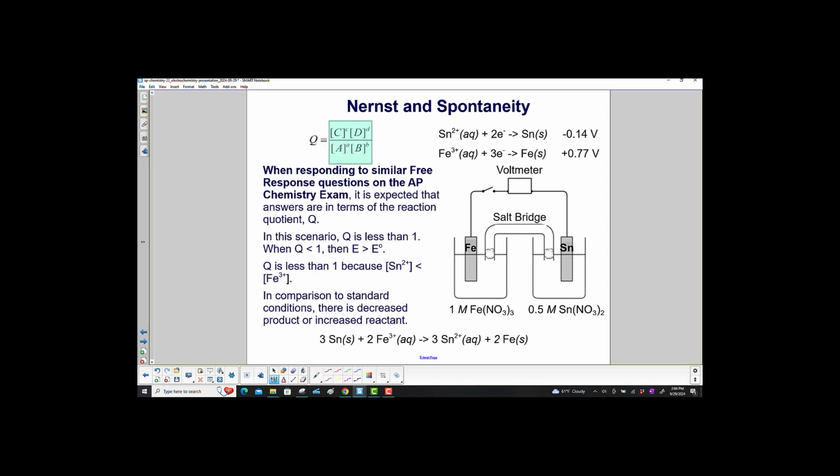When responding to similar free response questions on the AP Chem exam, it is expected that answers are in terms of the reaction quotient Q, which is illustrated right over here. In this scenario, Q is less than 1. When Q is less than 1, then E is greater than E0. Q is less than 1 because the concentration of tin is less than that of iron ions. In comparison to standard conditions, there is decreased product or increased reactant.